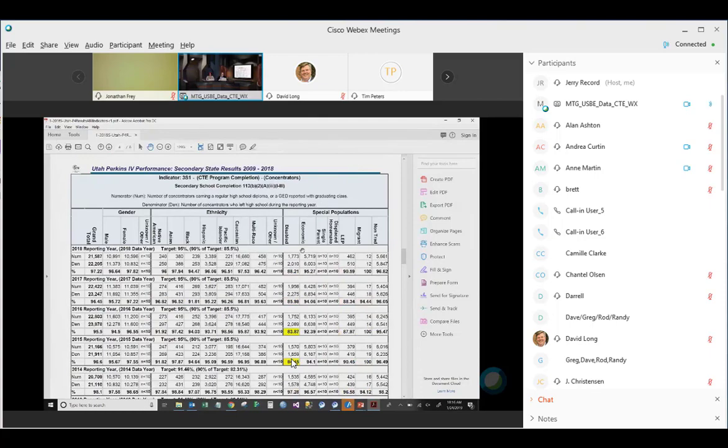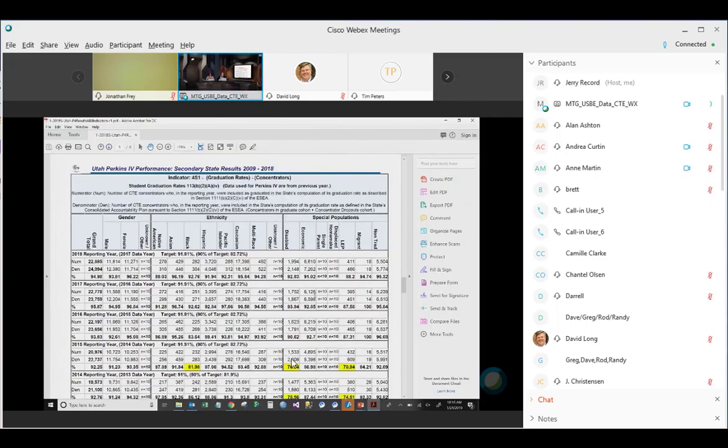3S1, CTE program completion. Concentrators are the group we measure. We met that as well by a couple points, and we've been increasing in that one for the last 3 years. 4S1, graduation rates. We dipped just slightly from 2017, but we did meet the target by a little over 3 percentage points.